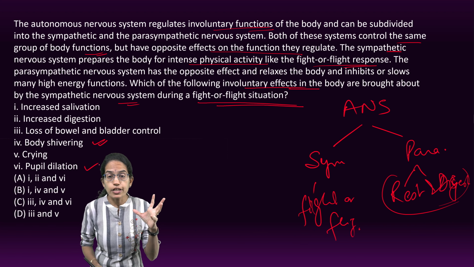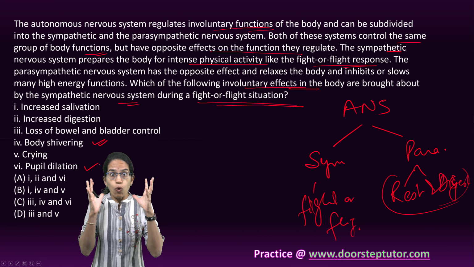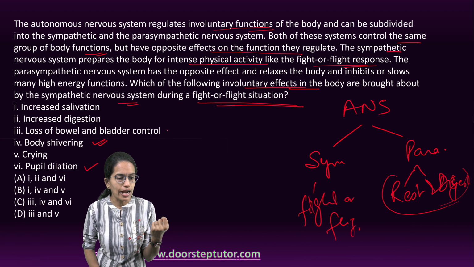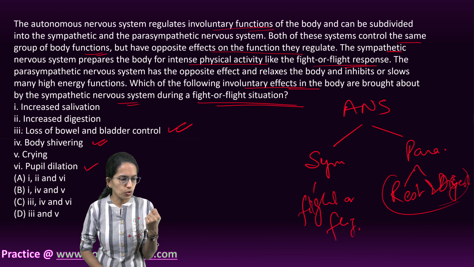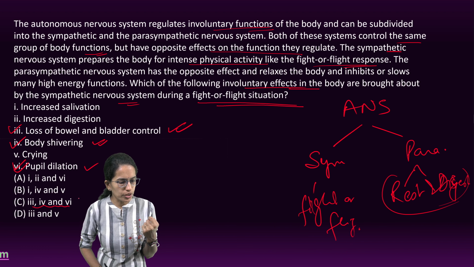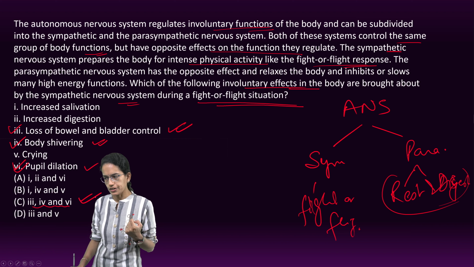There could be dilation of the pupil. Oh, what is this? So that's kind of an expression that you see. And loss of bowel movement. So 3, 4 and 6 would be the right options. So 3, 4 and 6, C becomes the right option for this question.